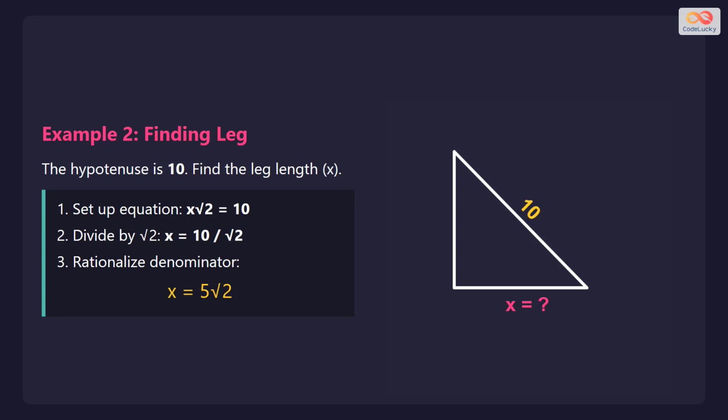What if we work backwards? Suppose the hypotenuse is 10 and we need to find the leg. We set up our equation, x times the square root of 2 equals 10. To isolate x, we divide 10 by the square root of 2. After simplifying, we get 5 times the square root of 2.